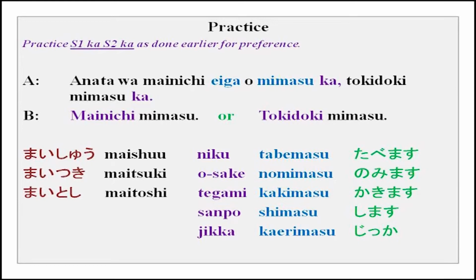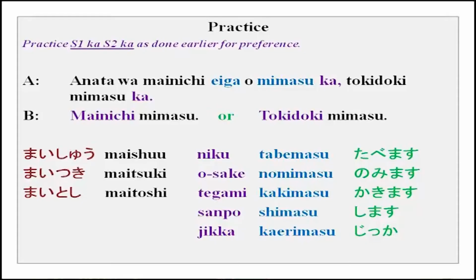You can answer as mainichi mimasu. You can choose. You can say mainichi mimasu or tokidoki mimasu. Now, instead of mainichi, you can replace it with maishu, maitsuki, maitoshi. Maishu is every week. Maitsuki is every month and maitoshi is every year.